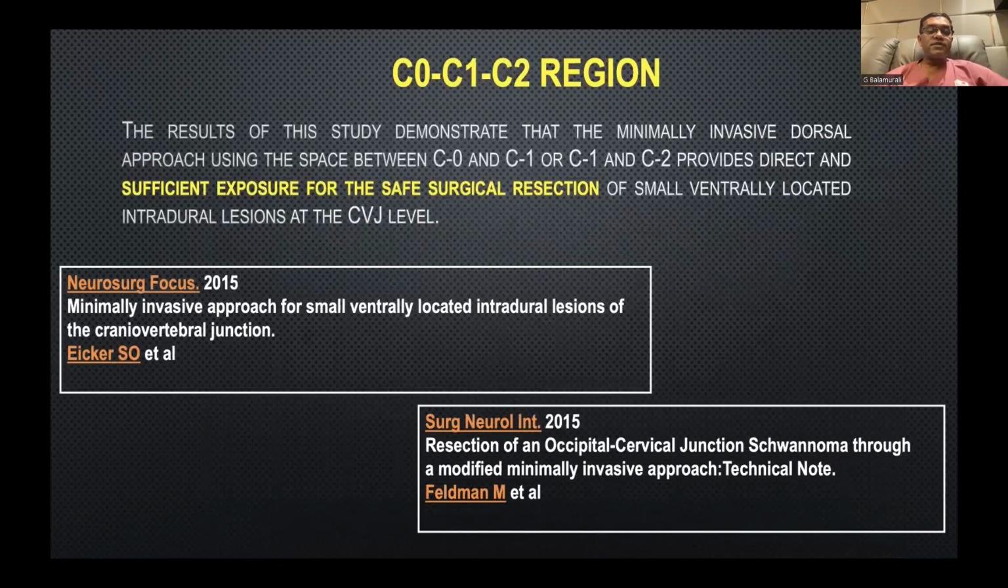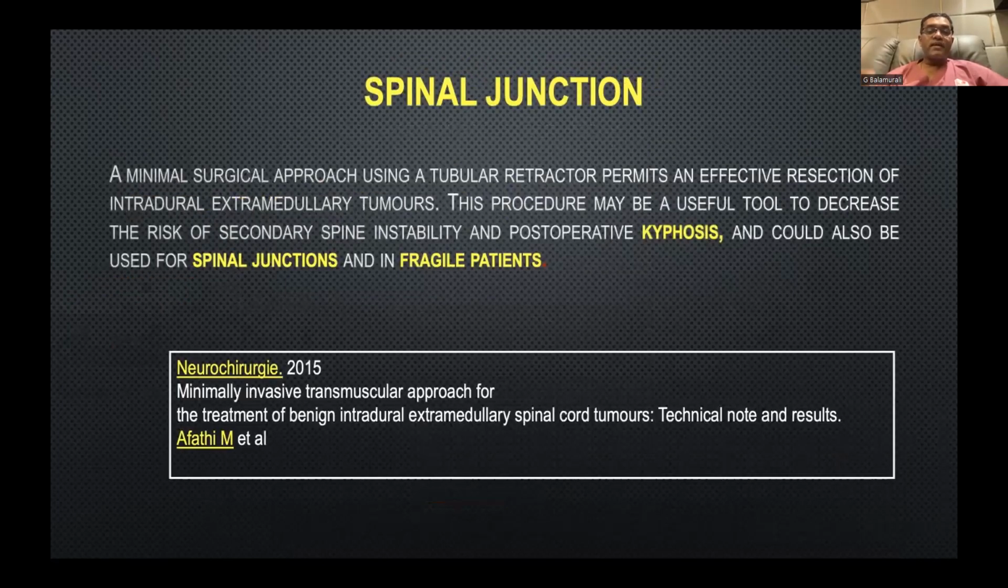There is literature from C1 all the way up to the sacrum. Plenty of literature is available. At the junctional level, there are significant benefits of avoiding instability, kyphosis, neck pain and post-operative pain from surgery.